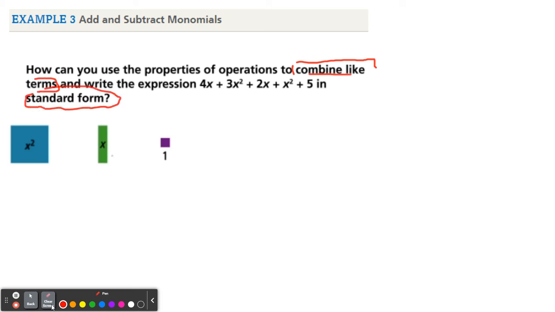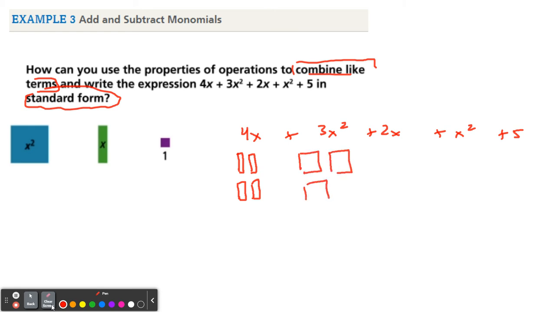Now they have these algebra tiles here so that we can physically represent this model. So we have a 4x plus a 3x squared plus a 2x plus an x squared plus a 5, right? Fortunately, all of these are positives. This 4x means 4 of these green rectangles. 1, 2, 3, 4. This 3x squared means 3 of these x squared blue squares. 1, 2, 3. This 2x is 2 of these green triangles.